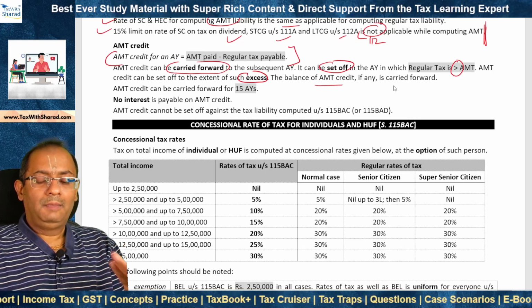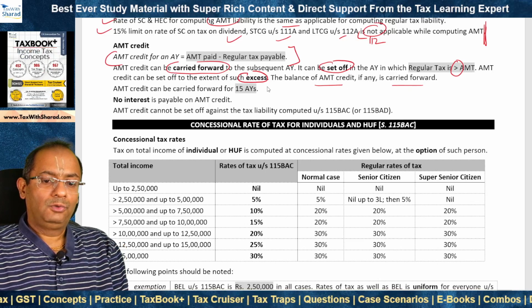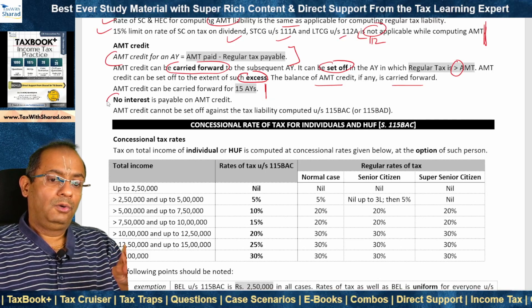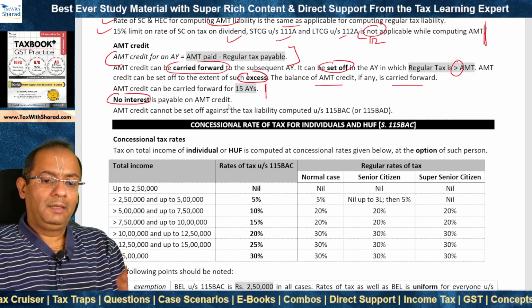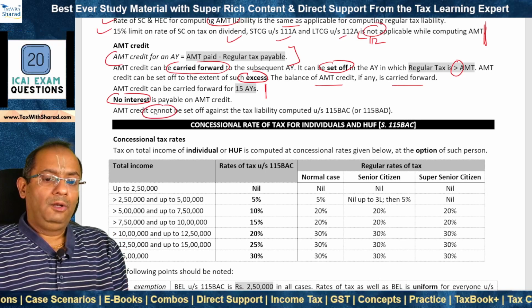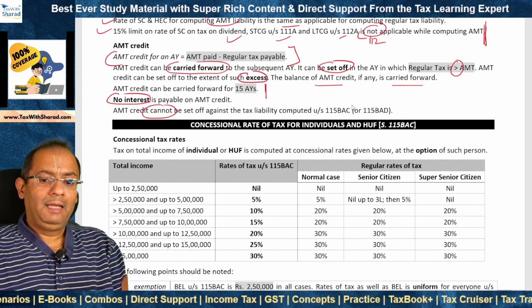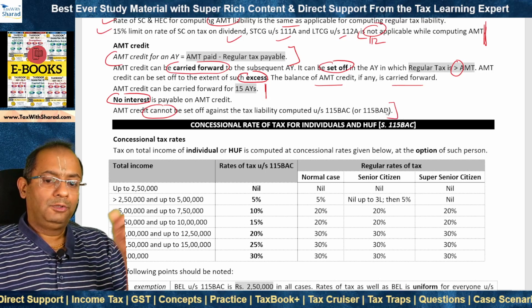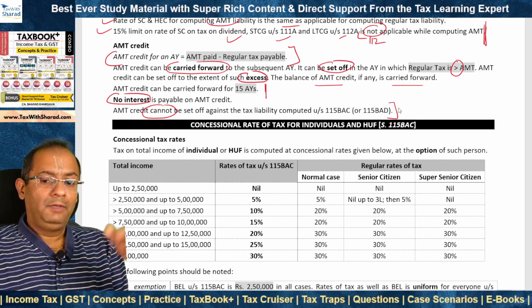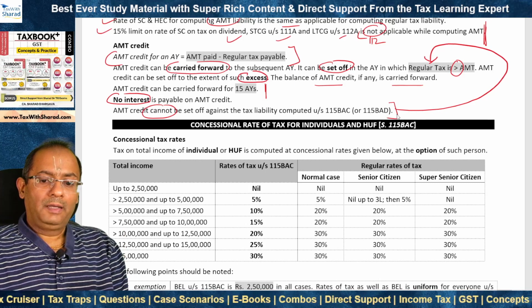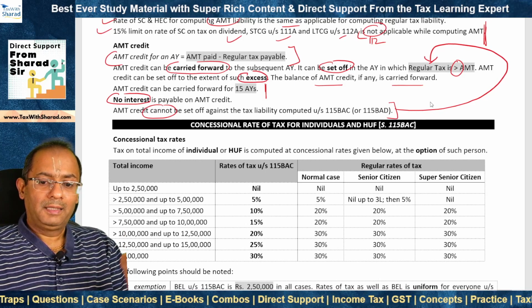What about the balance? The balance is then carried forward, and it can be so carried forward for a period of 15 assessment years. But note that no interest is payable on AMT credit. Okay. Now, AMT credit cannot be set off against the tax liability computed under section 115BAC in the case of individual or HUF, or 115BAD in the case of cooperative society. AMT credit cannot be set off against the 115BAC tax liability.